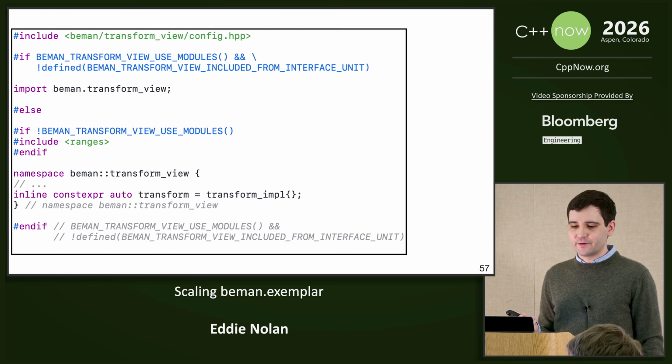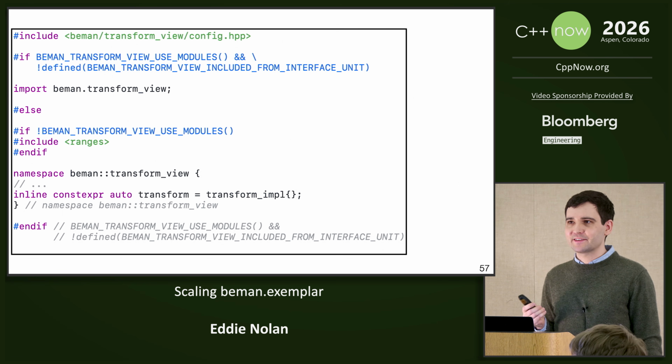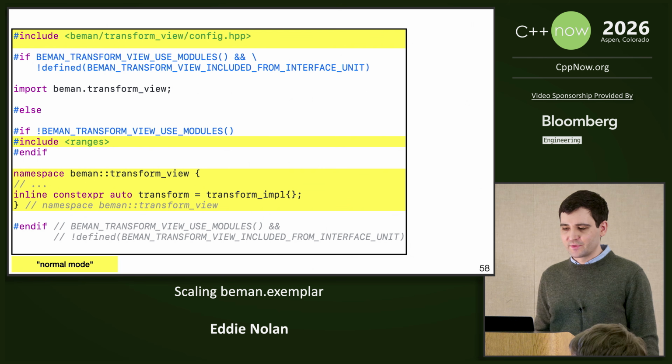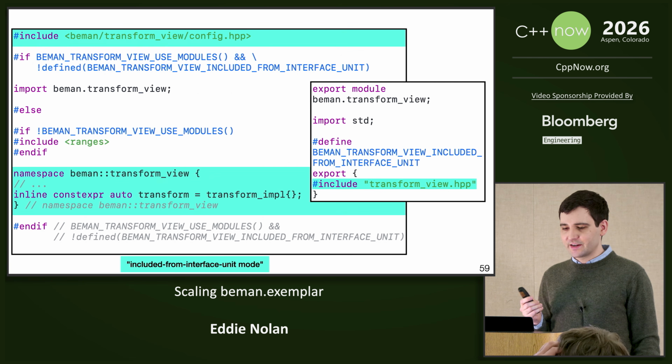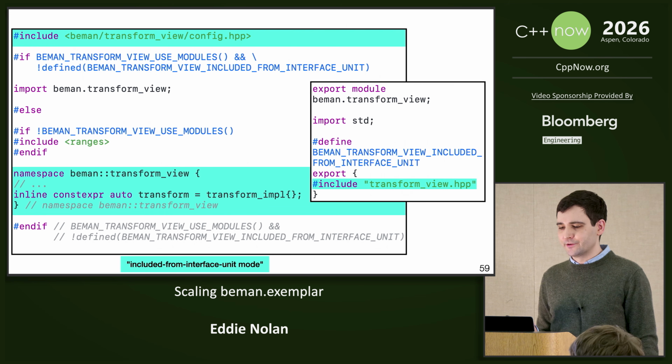There's two relevant macros, which are transform view use modules and transform view included from interface unit. If the user hasn't enabled modules, then they just get this normal mode where they have the standard library includes and then they have the contents of the implementation. If we're setting up the module, then we're not only defining beam and transform view modules, we're also defining transform view included from interface unit. Then you get the implementation, but not the standard library includes.